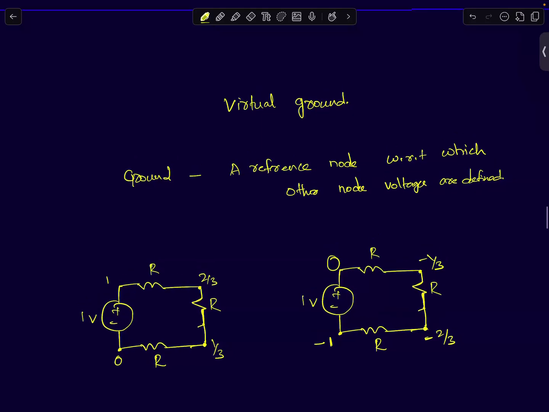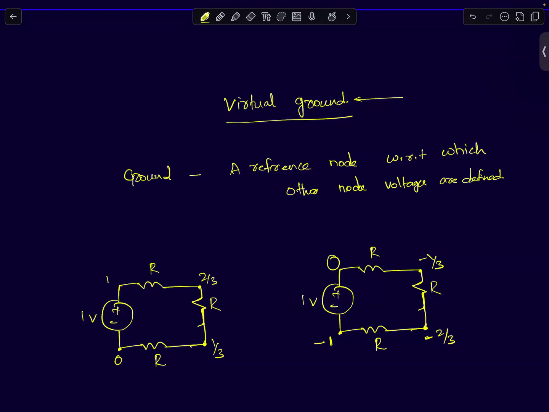So right now, I want to discuss the idea of virtual ground. Virtual ground is a very interesting concept that you will encounter in op-amps. Since you have gone through different levels of courses in electrical engineering, when I was a teenager in high school, you must have studied or heard this concept called ground in household connections.